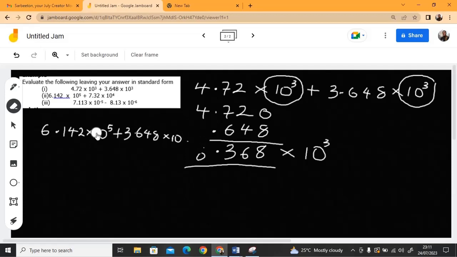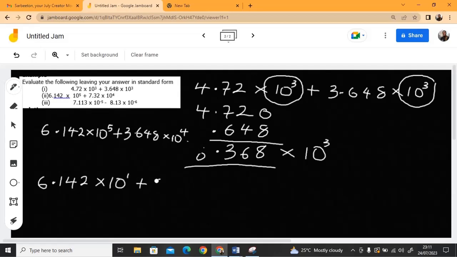Now this is 10 raised to the power of 4 here. What you're going to do here is pick the lowest one between 10 raised to the power 5 and 10 raised to the power 4, which is 10 raised to the power 4, because 10 raised to the power 5 is bigger. So when you take away 4 from 5, you still have 1. So in this one, you still have 6.142 times 10 raised to the power of 1. Just note that.